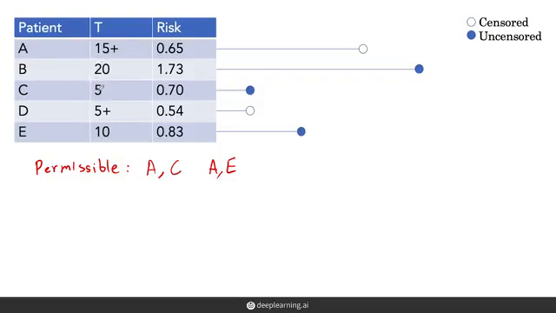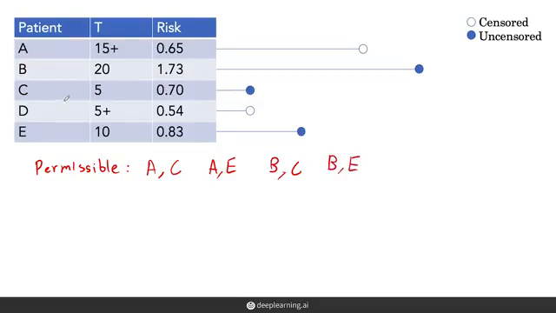So our first comparison is going to be B and C. Both of these are events, so we can definitely compare them. And B and D, we can see that the censoring is happening before the event, so this is not going to be a permissible pair. Let's look at B and E. So for B and E, both of those are events, so that's certainly a permissible pair.